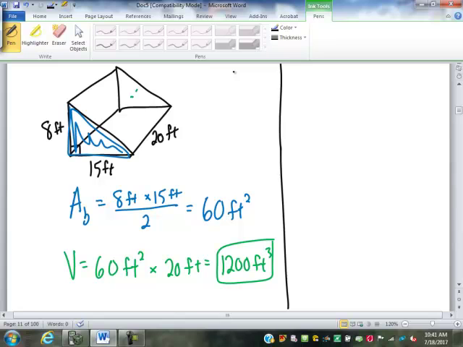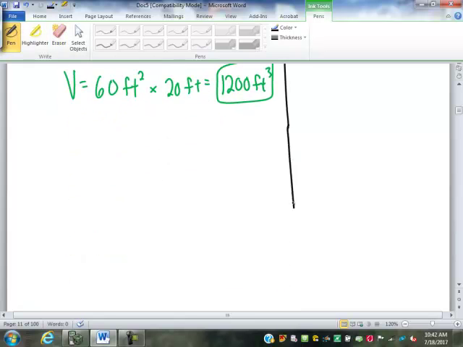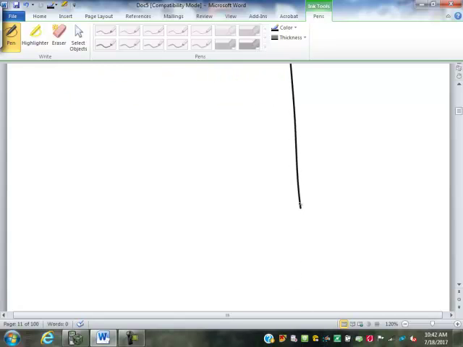Any questions so far? Because this shape here is a triangle. So I divide by 2. If it were a full rectangle here, then it would just be 8 by 15, but it's not, it's a triangle. You called it.